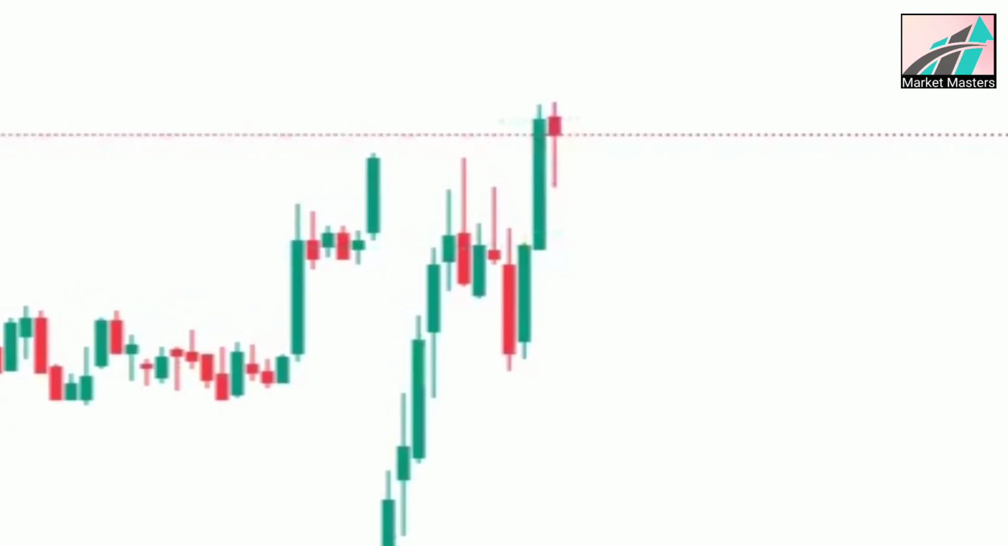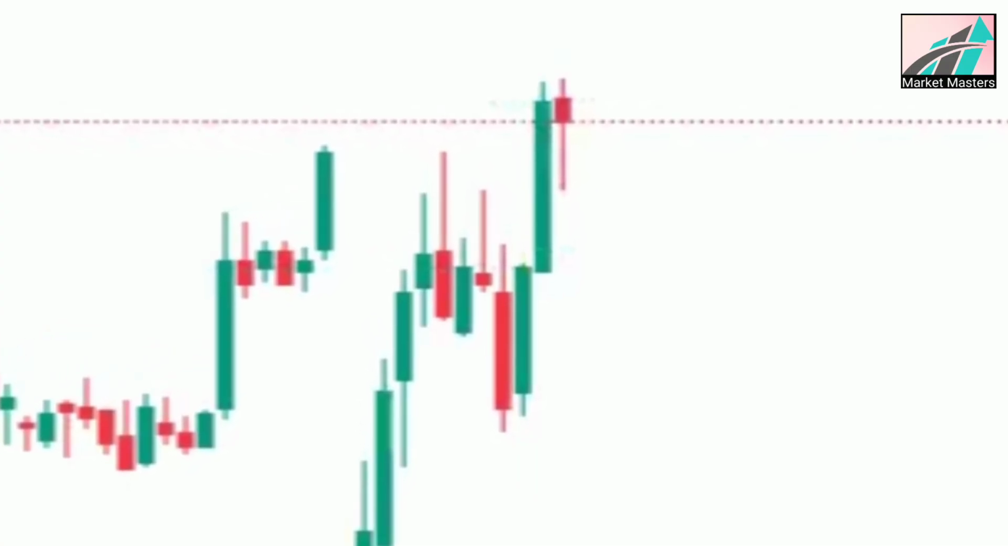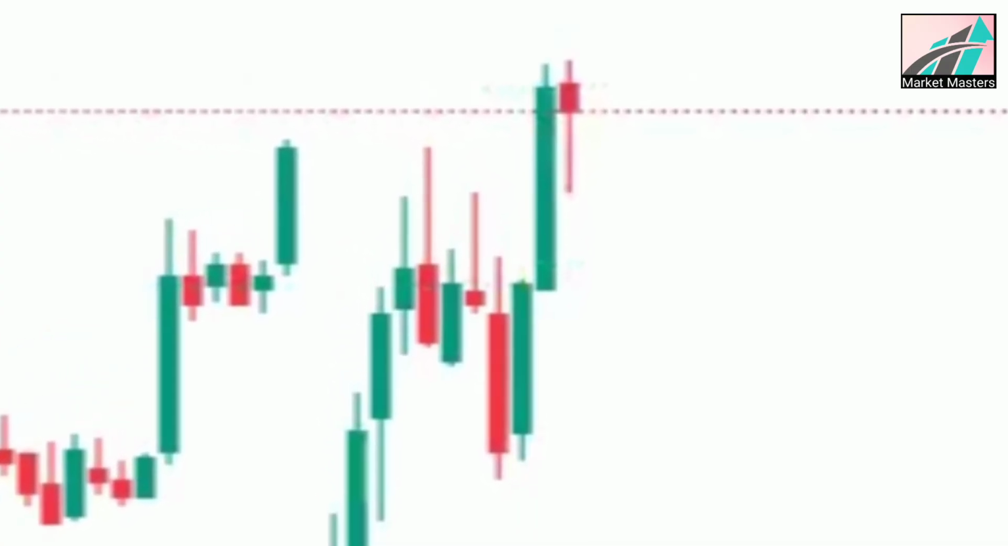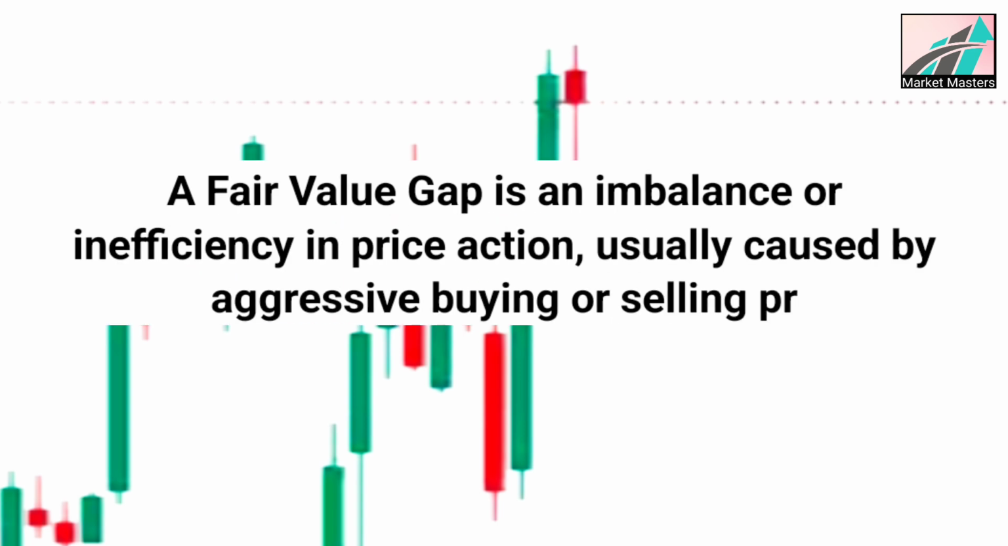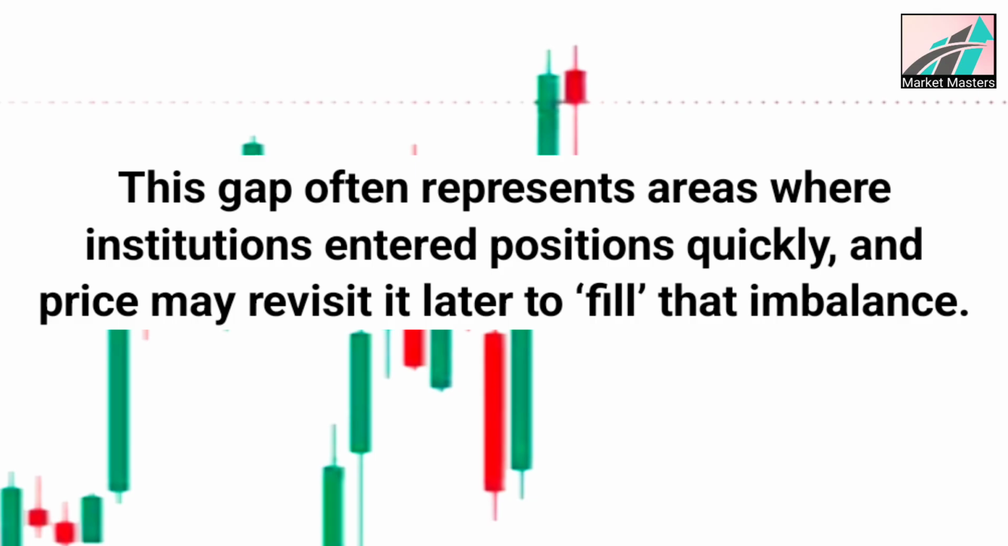Here we have a fair value gap, FVG, so let me explain what a fair value gap is and how to identify and mark it on the chart. A fair value gap is an imbalance or inefficiency in price action, usually caused by aggressive buying or selling pressure that leaves a gap between candles, where little to no trading took place. This gap often represents areas where institutions entered positions quickly, and price may revisit it later to fill that imbalance.